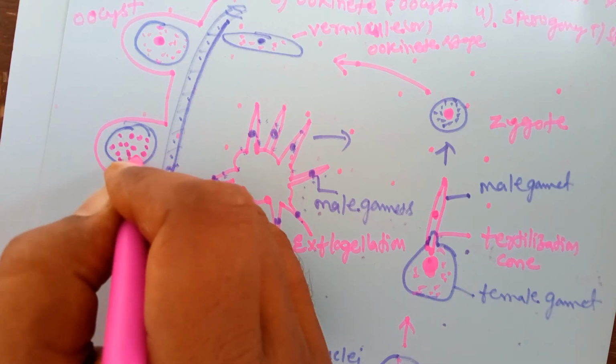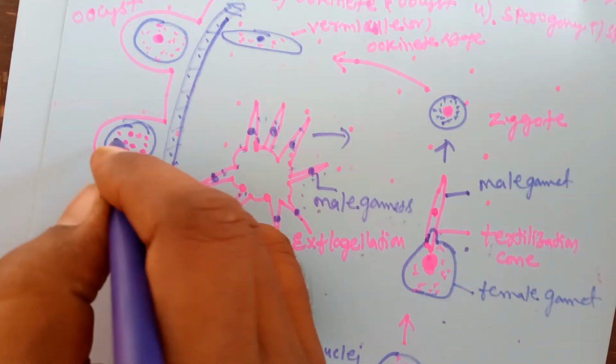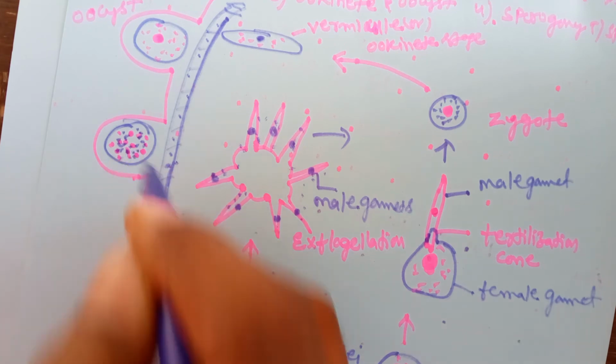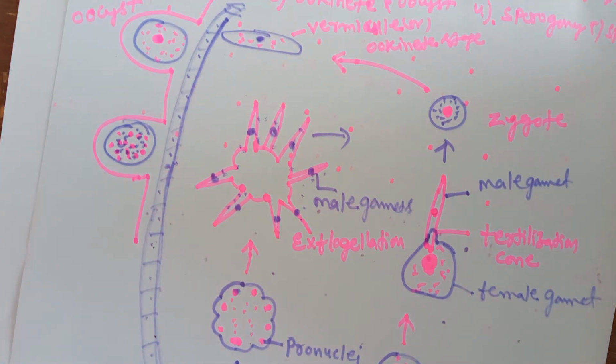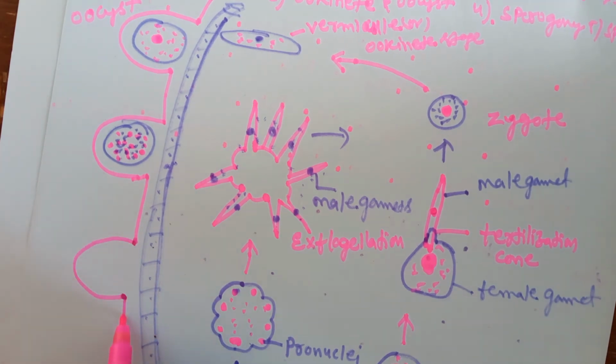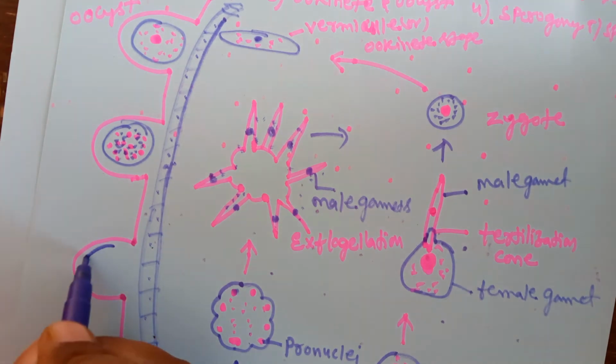That is, the nucleus can divide mitotically. Later, the cytoplasm also divides. Here, karyokinesis and cytokinesis occur. So each and every nucleus can take the cytoplasm and form new structures.